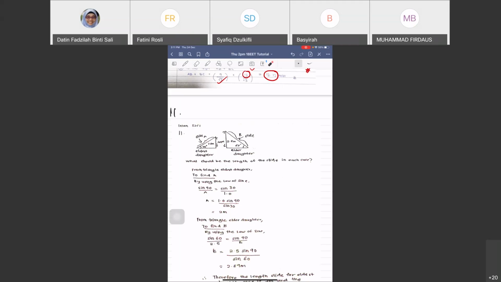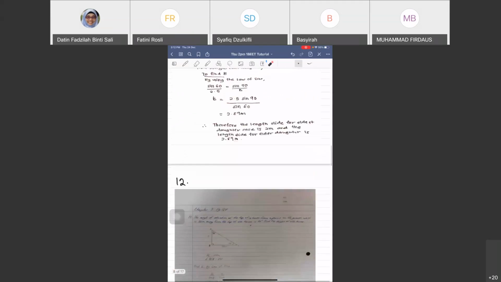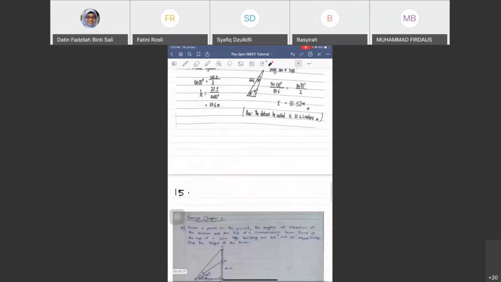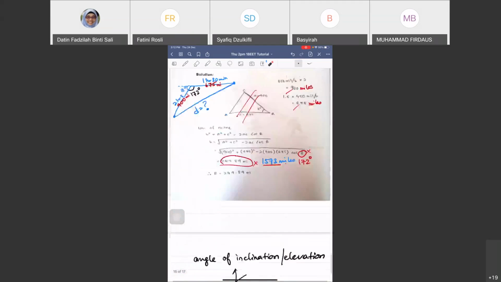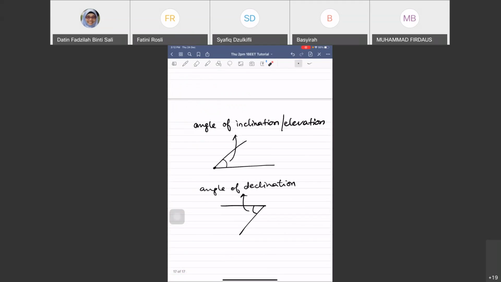Now perhaps some people might find it confusing when you read this question. Because when we talk about inclination, like I mentioned just now, the statement must be from the ground looking up. So you are going to say from the ground to the top.